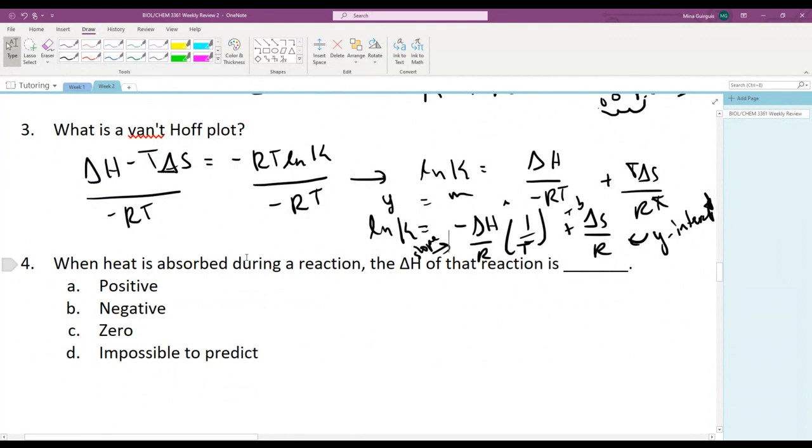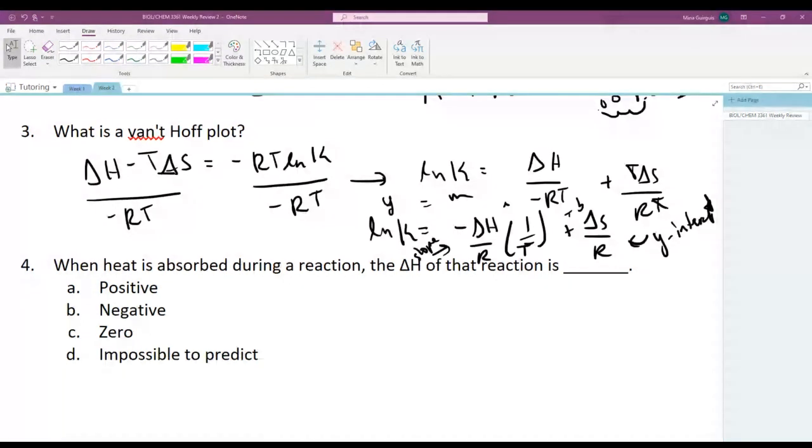Okay. When heat is absorbed during a reaction, the delta H of that reaction is, I'm actually going to go ahead and ask you guys this question. So I'm going to start a poll and let you guys answer it. What do you guys think?